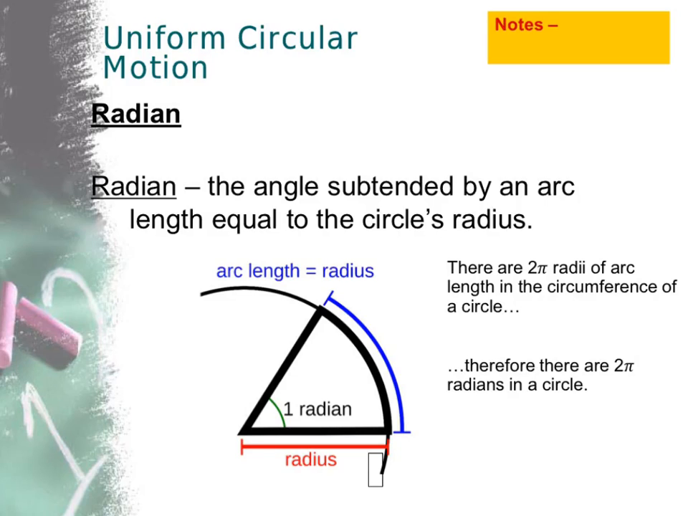Well, that means that as far as angle is concerned, normally you use 360 degrees, but if we're to figure out the total number of radians in a circle, you would end up with 2 pi radians. So it's a little bit more than 6. You could also say, well, how many radians are in a half circle? Well, there are pi of those because it takes pi number of these arc lengths to equal half of a circle.